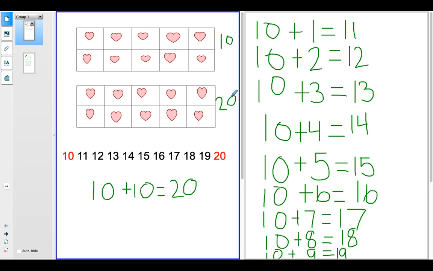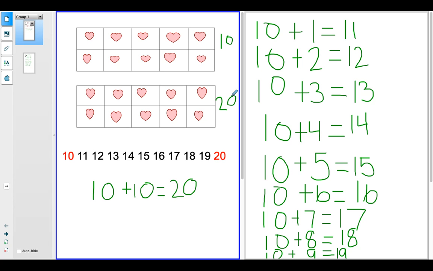All right, boys and girls. So today we just learned about teen numbers, and we know that teen numbers fall between the numbers 10 and 20. And teen numbers are always going to be 10 and some more. So if I said, what is 10 and 3 more? You would say 13. If I said, what is 10 and 1 more? You would say 11. 10 and 8 more? You would say 18.